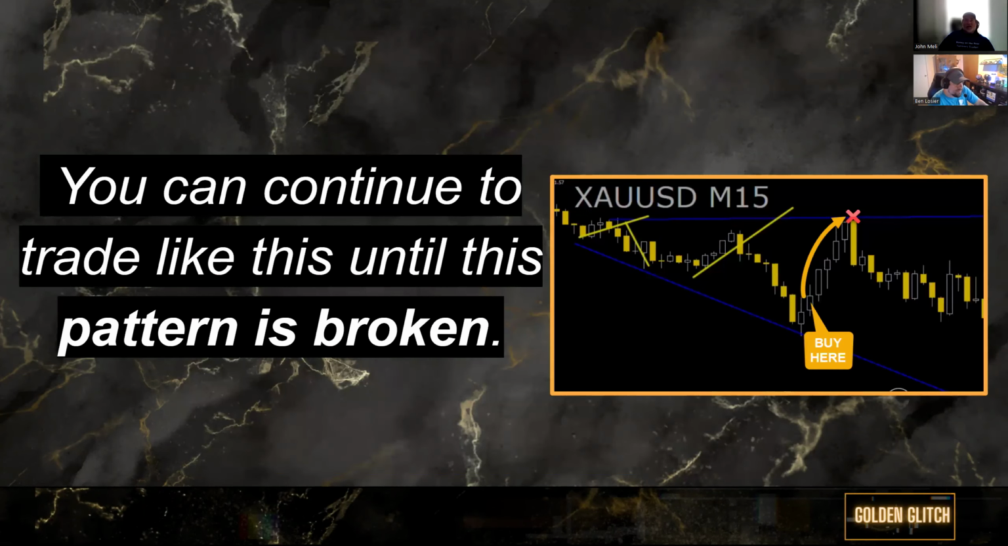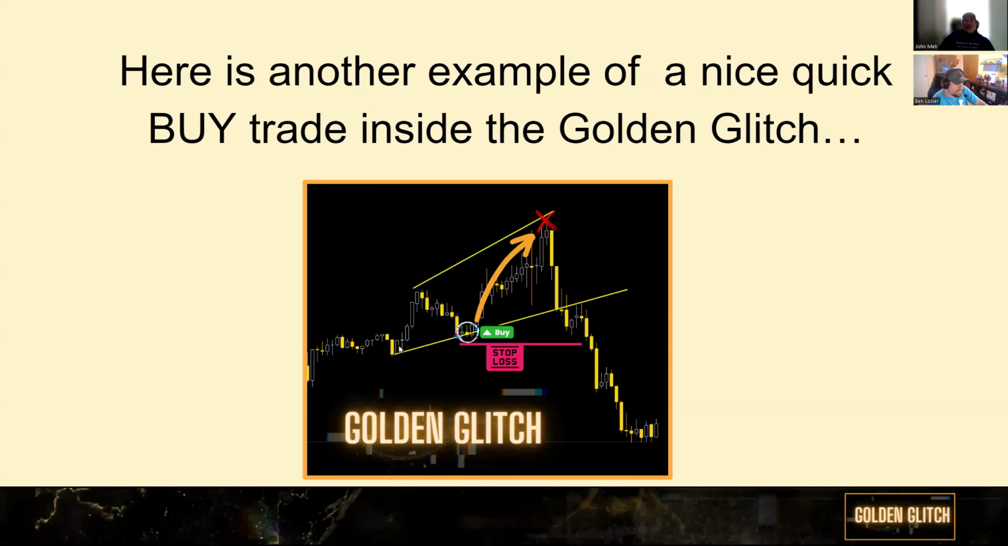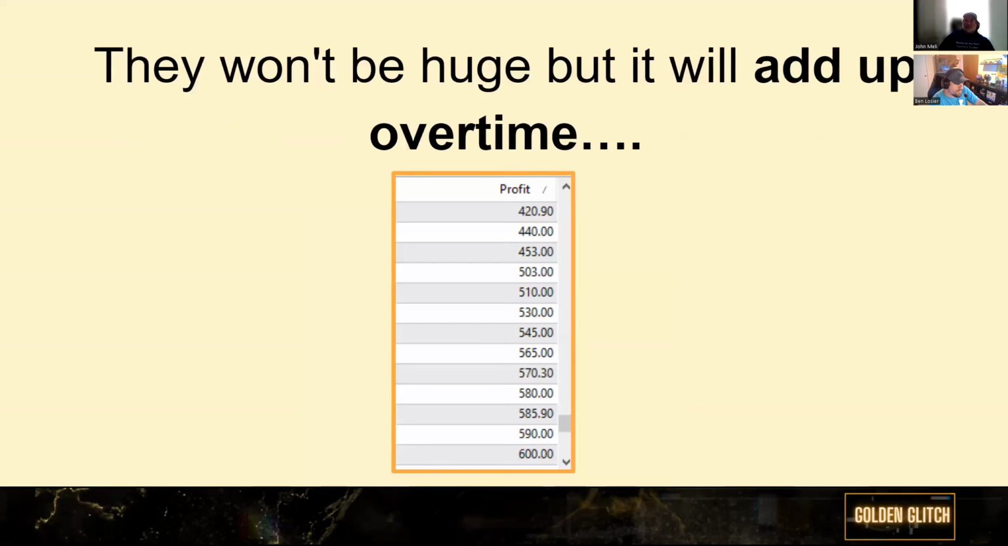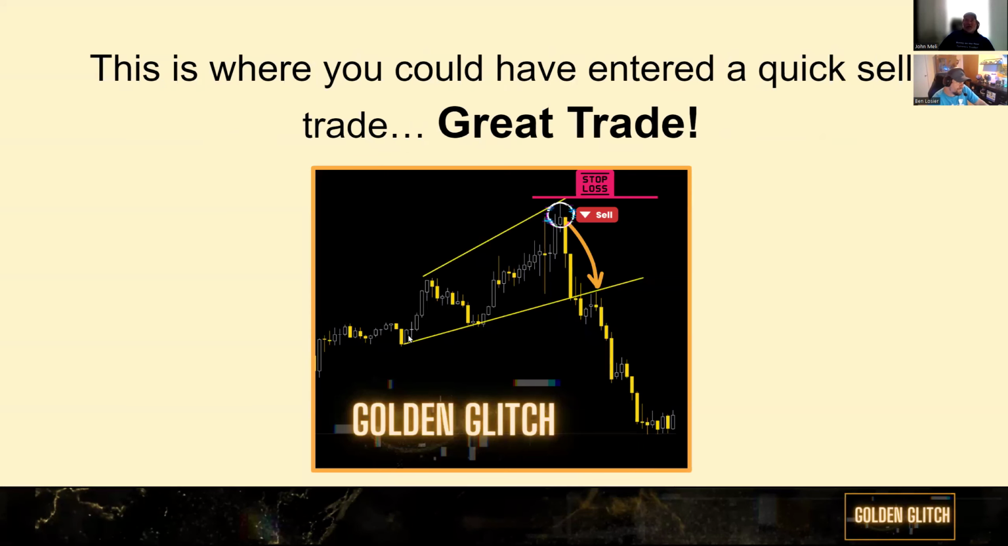You can continue to trade like this until this pattern is broken. Here's another example of a nice quick buy trade just inside the golden glitch from the top. They won't be huge, but they will add up over time. This is where you could have entered a quick sell trade, great trade.